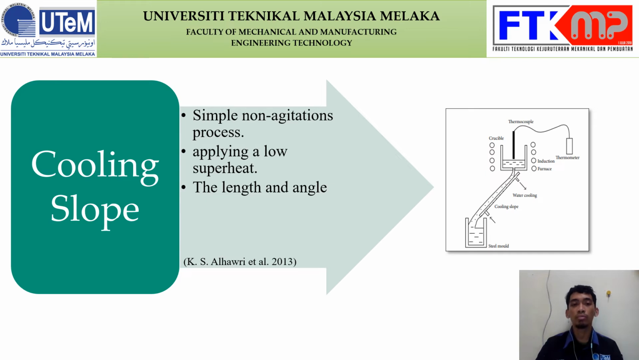The second mechanism to change dendritic into non-dendritic is the cooling slope. It is a simple non-agitation process applying a low superheat. The length and angle are the important key parameters for conducting this experiment. The problem with this method is that it is tough to keep on track when we do the pouring process before it enters the mold.